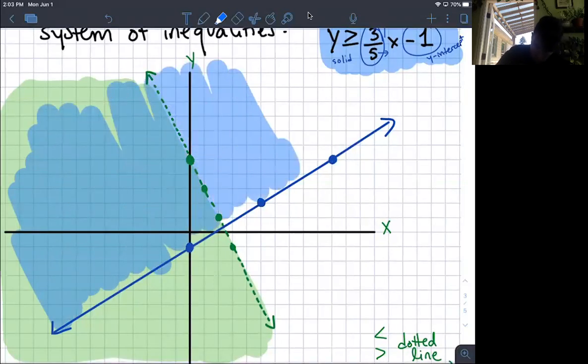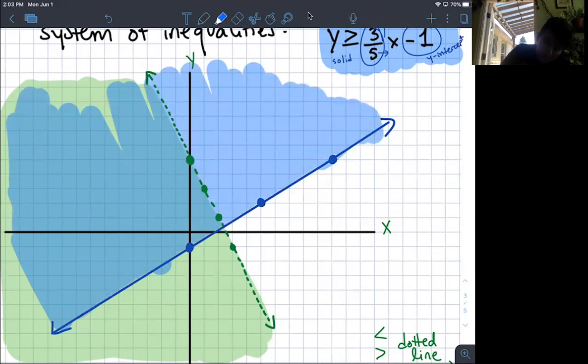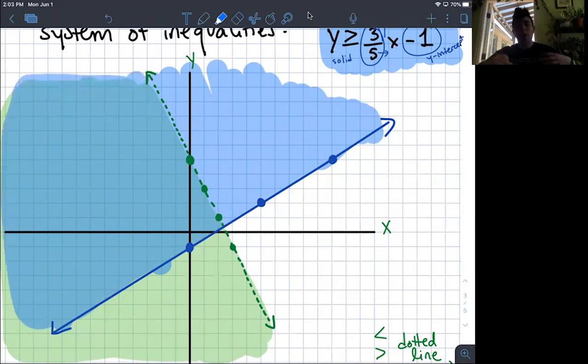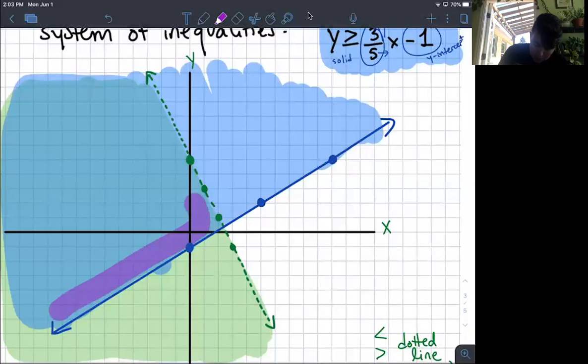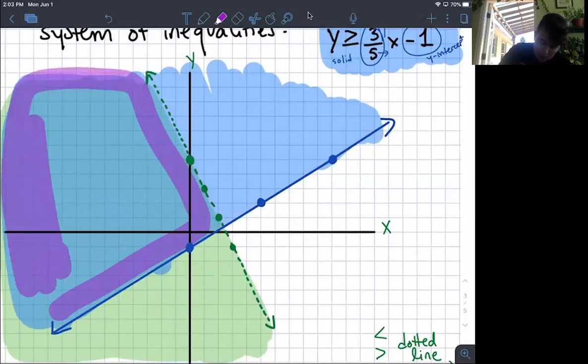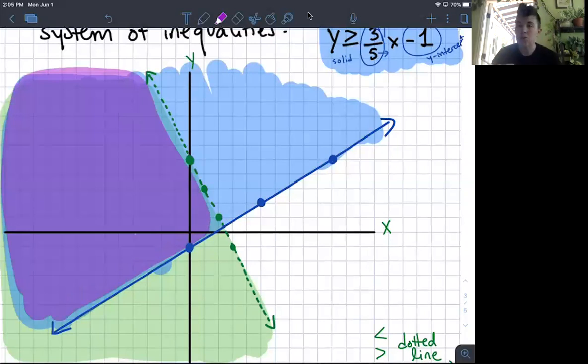Okay. All right, so now what I am looking for is the solution to both inequalities. Where are both inequalities solved? And that is where the shading overlaps each other, right? Where they are both shaded. So I can say beyond a shadow of a doubt that this section over here, and I'm going to double shade it in purple, this section over here is the one that's double shaded, right? This is where the green and the blue are on top of each other. So that is my solution area.